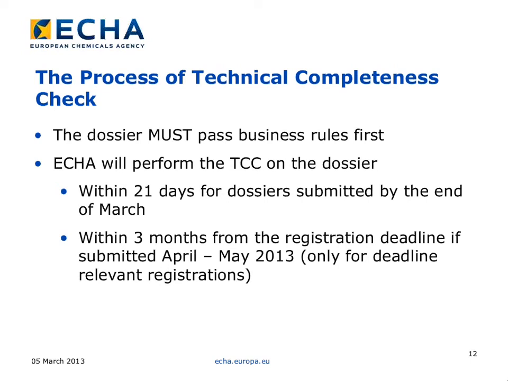How does the process of technical completeness check work? First of all, your dossier must successfully pass a business rule step. Then, according to REACH, we perform the technical completeness check on your dossier within 21 days. However, if your dossier is submitted 2 months before the registration deadline, then we can perform technical completeness check within 3 months.